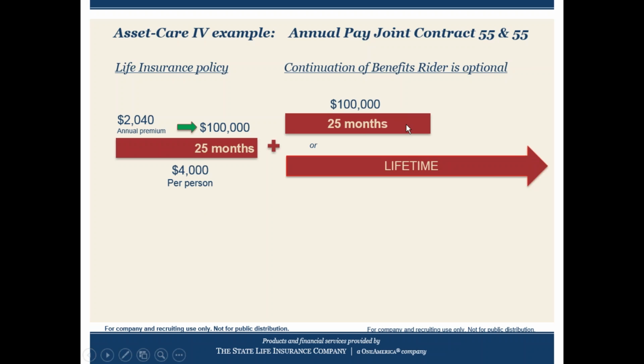If they wanted the rider, they could choose their death benefit again of $100,000 or a lifetime benefit. I mean, this is really inexpensive. If they went with a lifetime benefit, it'd be $1,150 a year. This is showing you a very small policy, because that's what most traditional LTC policies are. They're pretty small. So in this example, your base is $2,040, your rider's $1,150. So for $3,200 a year, you're getting $4,000 a month per person forever, with a death benefit of $100,000.